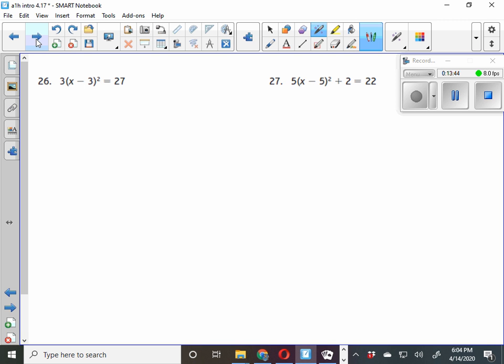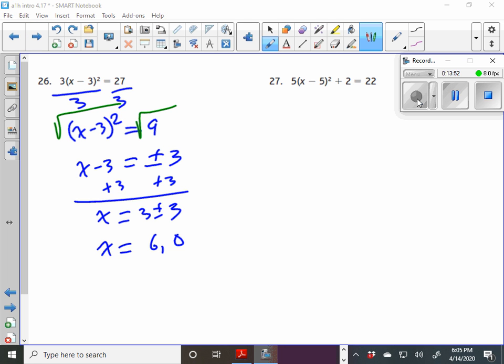I'd like you to solve this by taking the square root, and I'm going to have you stop the tape and give it a shot. Okay, and again, solving by square root meant you had to isolate the square, take the square root, and then down here, I don't know if you really need to write this down. 3 plus 3 is 6, negative 3 plus 3 is 0, and you solve that. All right.